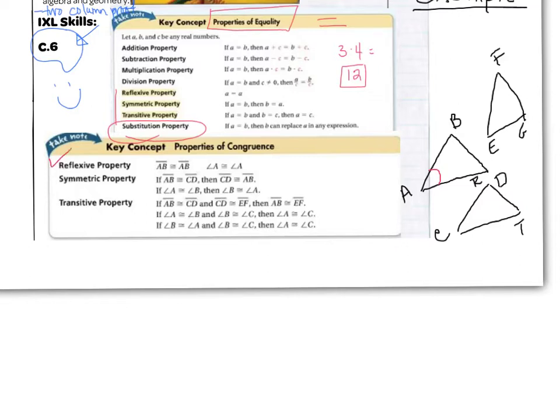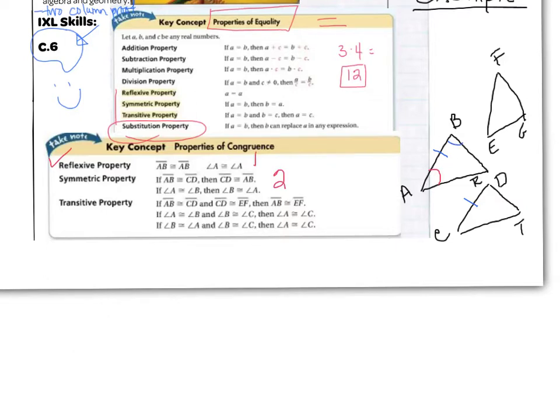Well, the symmetric property states that if AB equals CD, and here AB is going to equal CD, so let's make it happen, then CD equals AB. And that should be pretty straightforward. And that, again, involves 2 specific things, whereas reflexive involved 1. Okay? It also states that if angle A equals angle B, then angle B equals angle A.